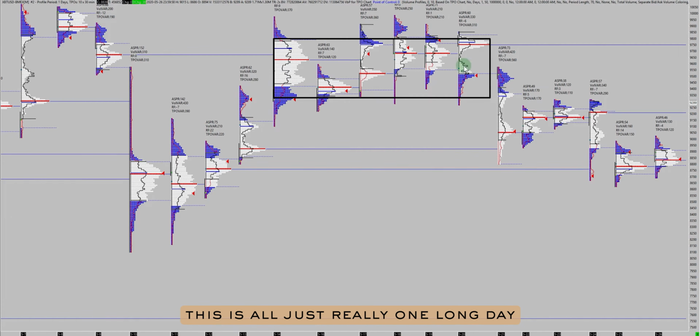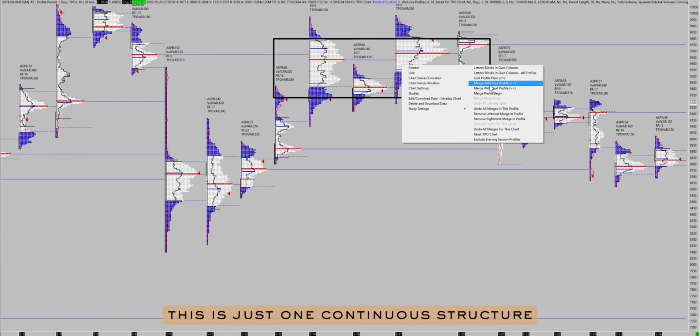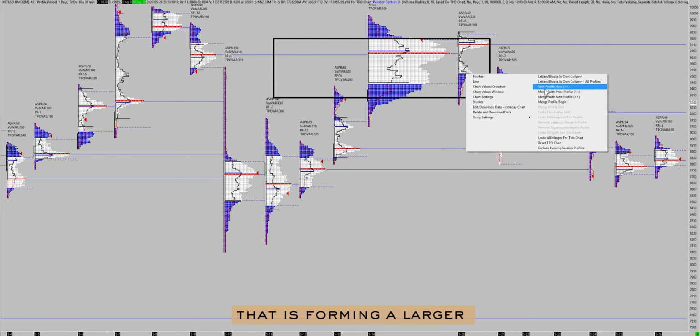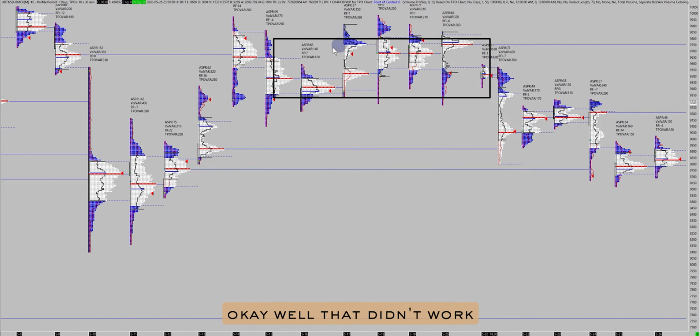But other than that, this is all just really one long day, right? This is essentially, we're looking at a market that is a 24-hour market, and we're going to pick up right off from where we left, right? So essentially, this is just one continuous structure that is forming a larger, higher time frame balanced range.